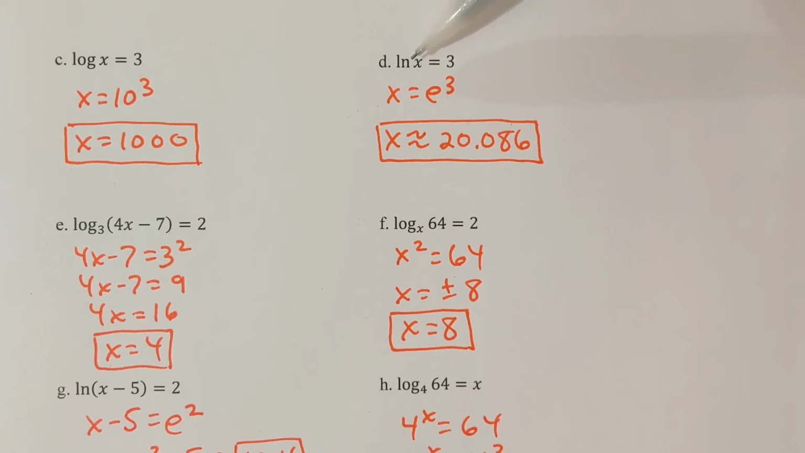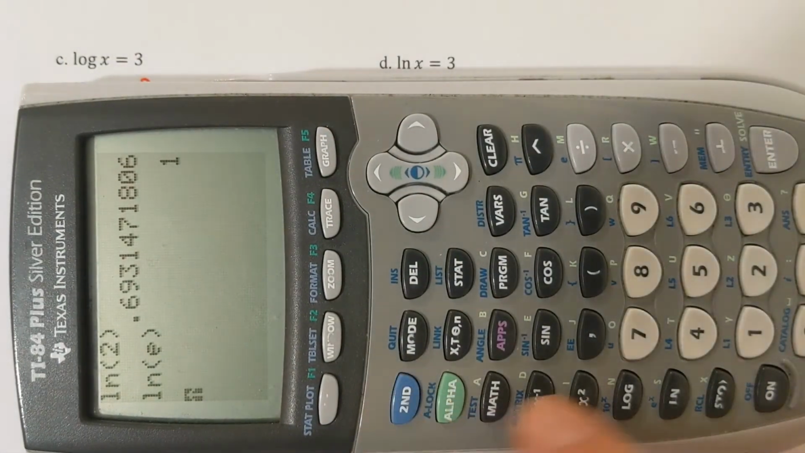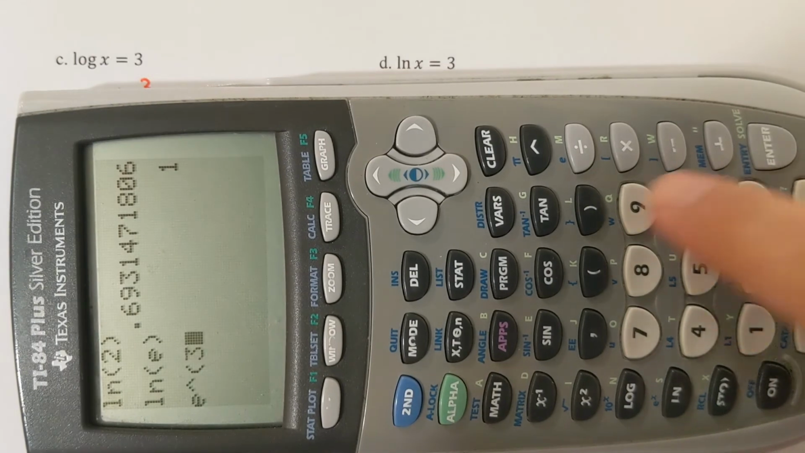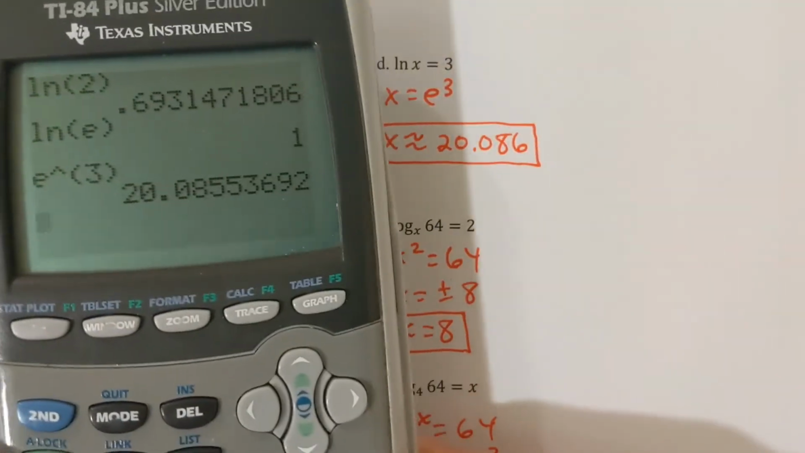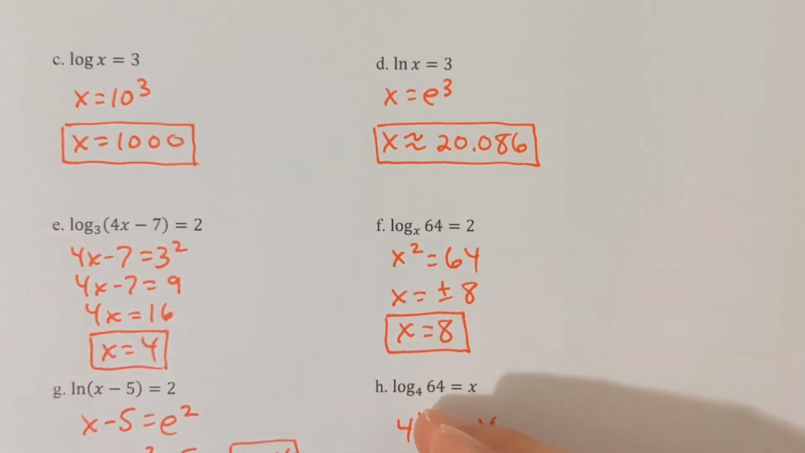Part D, the ln of x equals 3. Well, the natural logarithm means that you're working with base e. E is the base, 3 is the y value, x is the input, right? So x equals a to the y, and this problem means that x equals e to the third. So e cubed, if you were to go to the calculator and type that in, is roughly 20.086 to the nearest 3 digits.